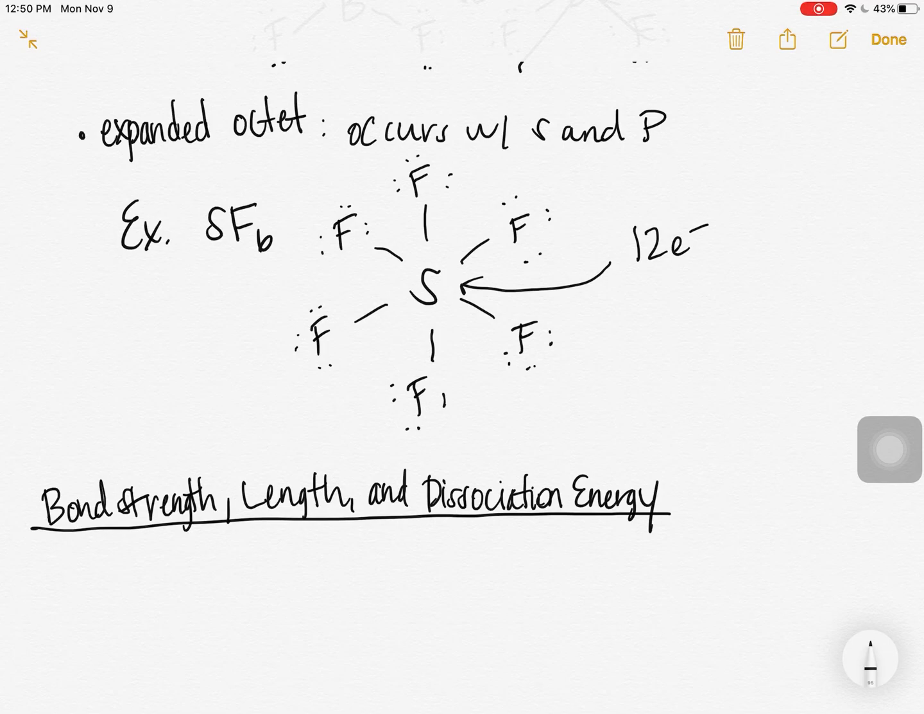It's because of the d orbitals being close by that can occupy these extra electrons. That's why it happens. But it's important to know that it happens most of the time, if it's going to happen, with sulfur and phosphorus. Now, this doesn't mean that anytime you see sulfur and phosphorus, it's going to be an octet exception. That's not what we mean. It just means that if it's going to happen, most of the time, it's with those two.